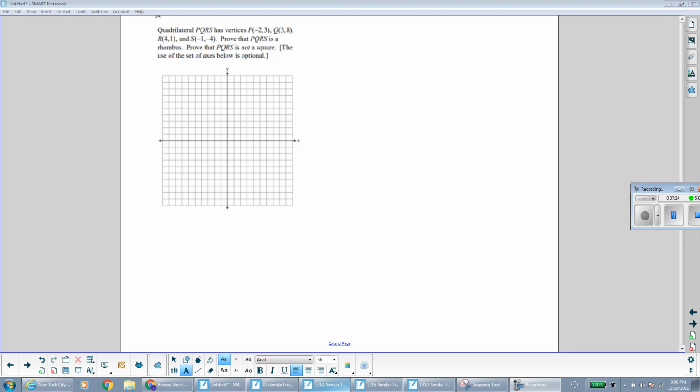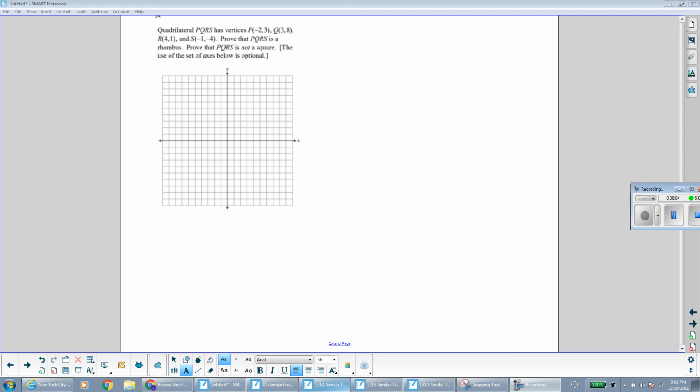If you take any 2 sides that are right next to each other, any 2 consecutive sides, and you show that the length of any 2 sides next to each other are the same, that's a way to prove that you have a rhombus. Remember, if 2 consecutive sides are congruent in your parallelogram, then you have a rhombus. Or you can take the diagonals of your parallelogram and you can find the slope of each of the diagonals of the parallelogram. If they have negative reciprocal slopes, that means they're perpendicular to each other. And perpendicular diagonals are a special property of a rhombus.